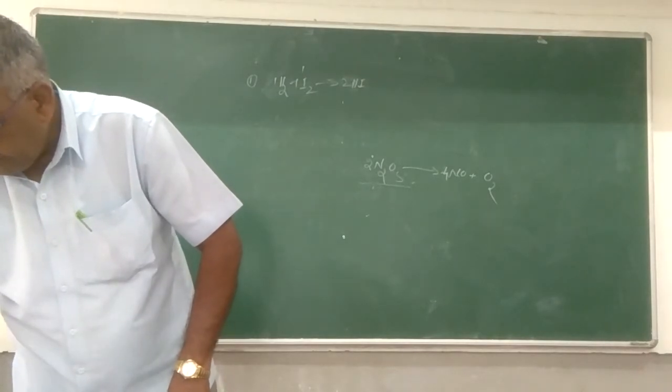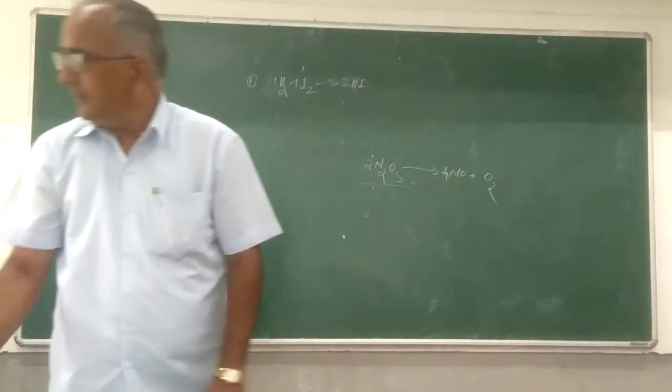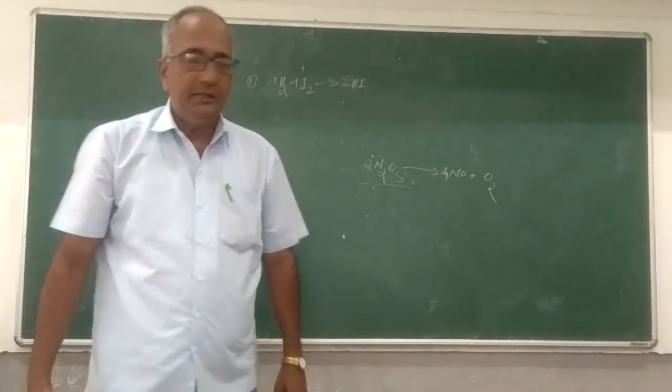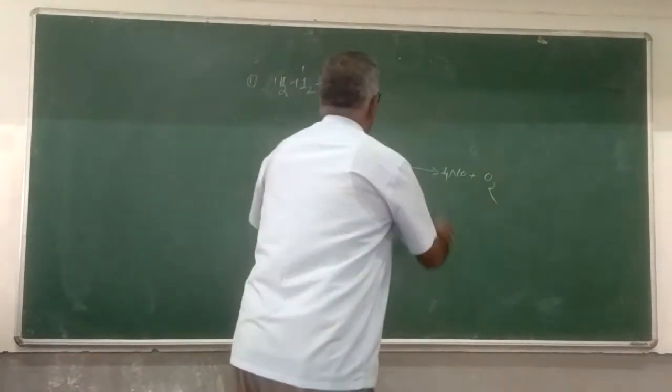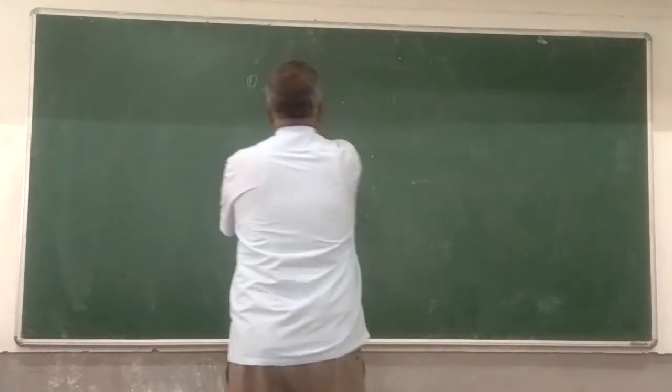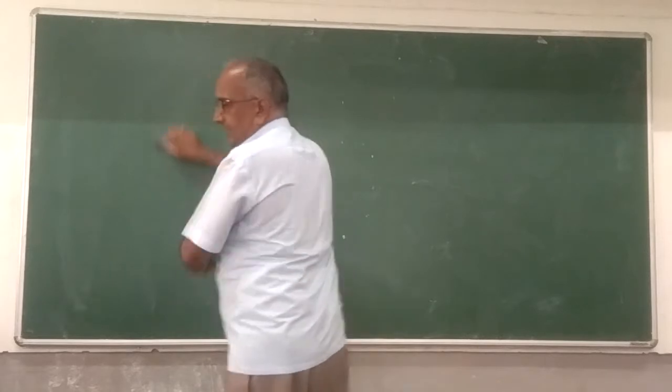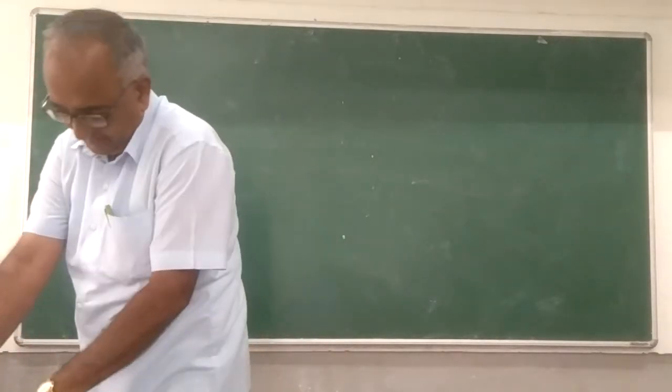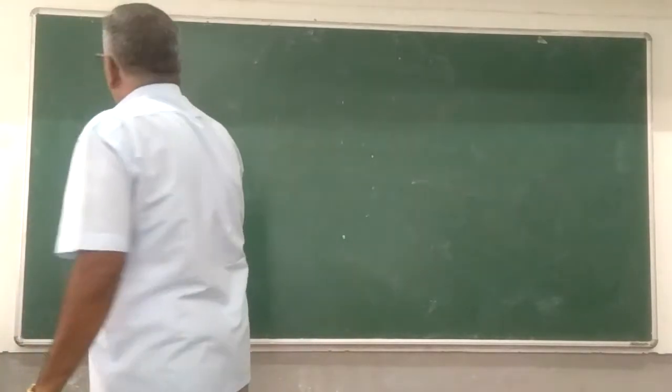This is about how to determine the order in an elementary and also in complex reaction. Let us understand the unit of rate constant.